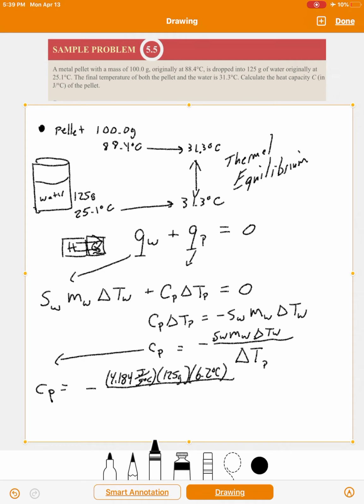And now let's do it for the metal. For the metal, it started at 88.4 and ended at 31.3. So that would be 31.3 minus 88.4, which is negative 57.1. So notice we have a negative divided by a negative. Well, that's going to give you a positive, right? We should end up with a positive value for specific heat. So the sign looks good. So 4.184 times 125 times 6.2 divided by 57.1. The negatives are gone, and we get 56.8.